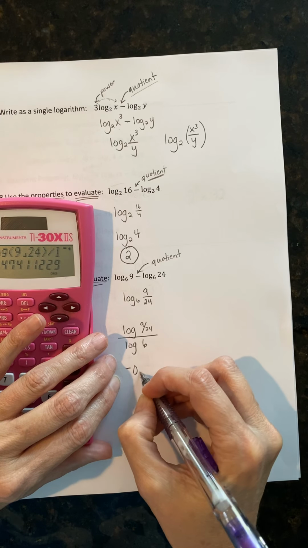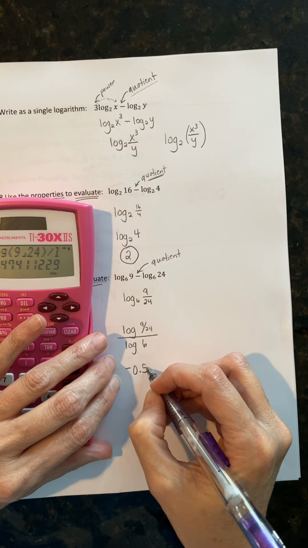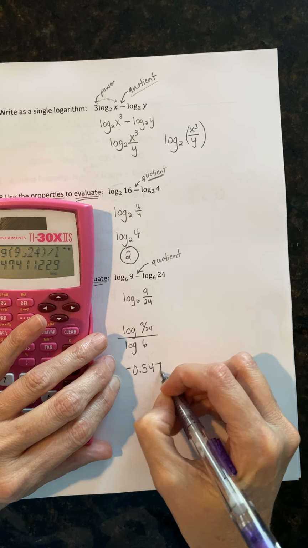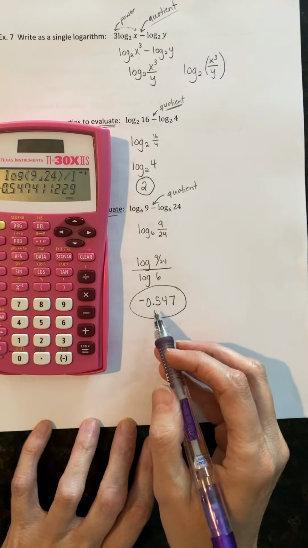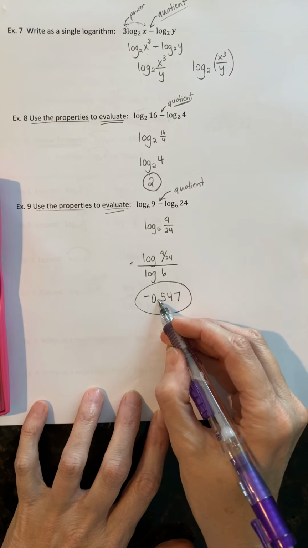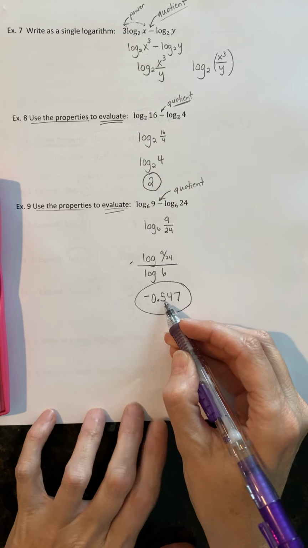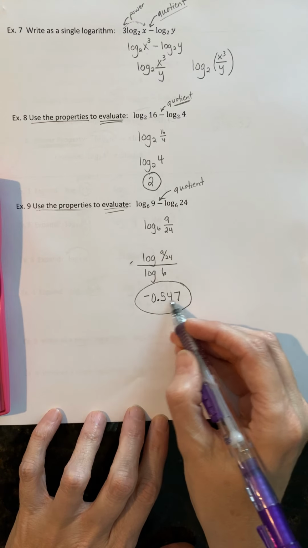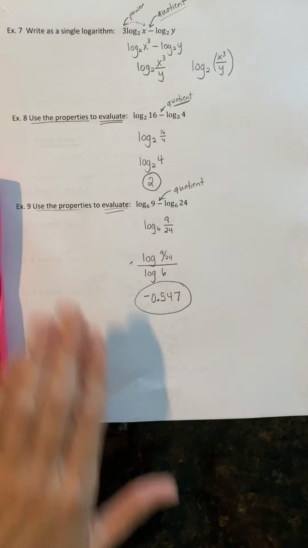Negative 0.547. That's what I'm going to put. It's pretty typical, on ugly answers to logarithms, to put 3, and some books say 4, but I think our current book says 3 decimal places for the logarithm.